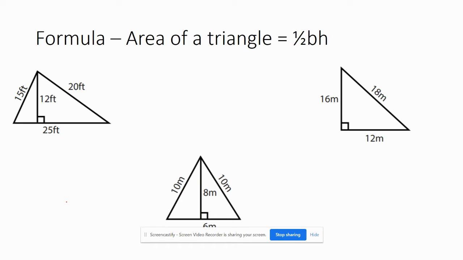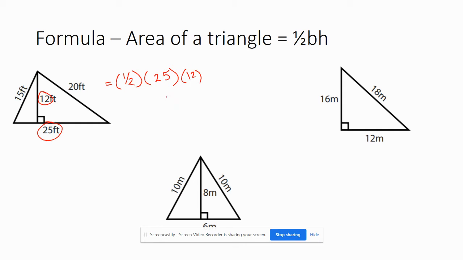Let's see. So let's do these three problems. So half base times height. Our base on this one should be 25, and our height should be 12. So let's multiply it out. It would be half times the base, which is 25, and the height is 12. Now, the other two measurements, we are not even going to worry about, right? This is just the base and the height. Don't let the other measurements confuse you, right?